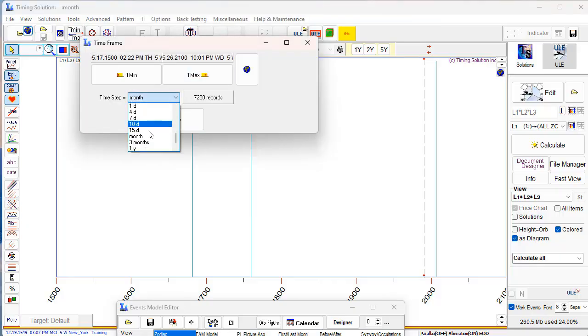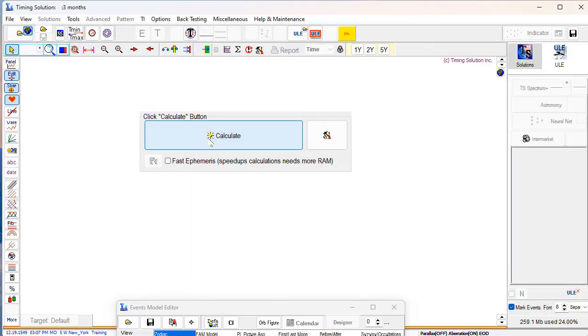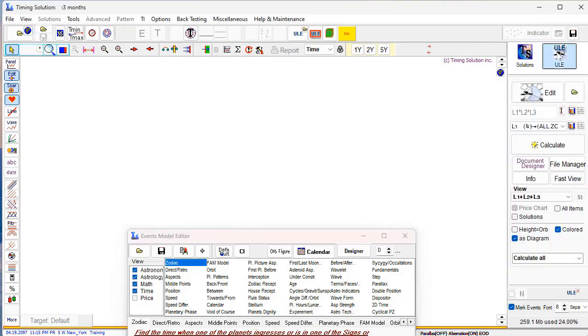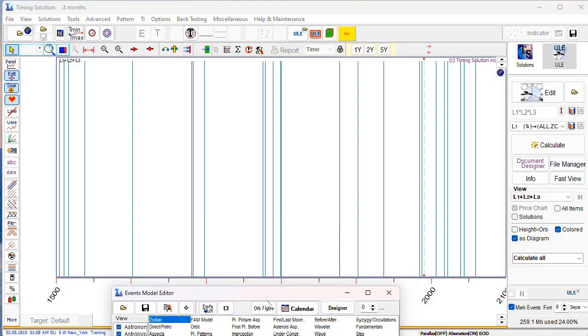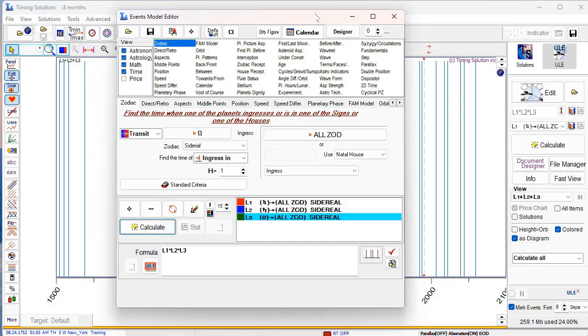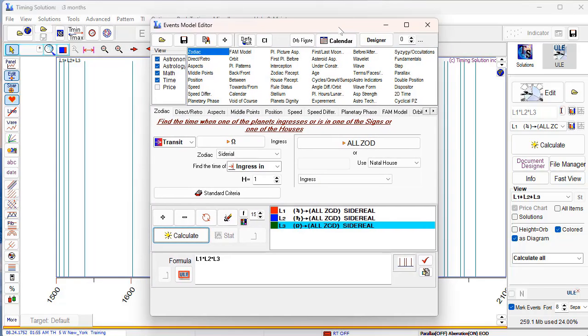Let's set the interval to 3 months. Okay, click calculate. Oh, I need to switch here. And you see there are much more vertical stripes. So with a 3 months interval, much more of these events took place: Jupiter, Saturn, and North Node ingress in different signs of the zodiac.